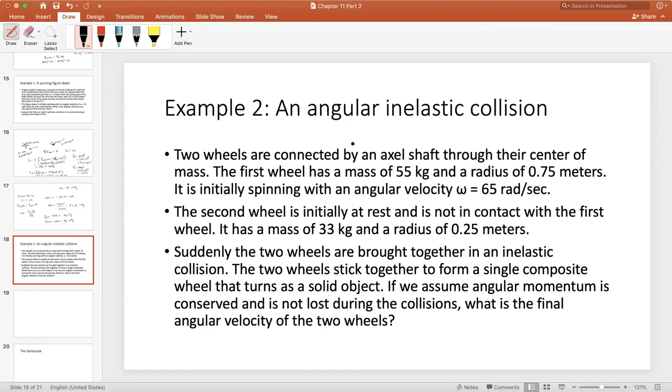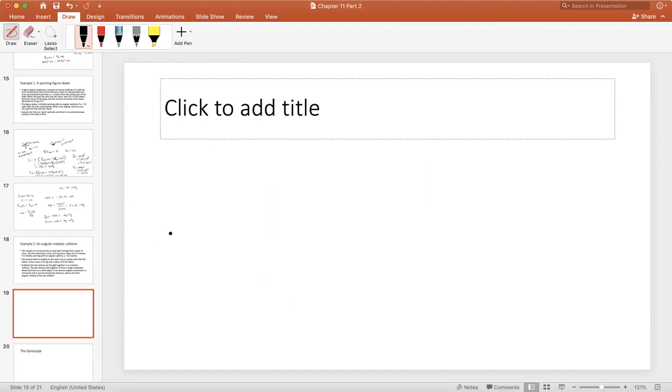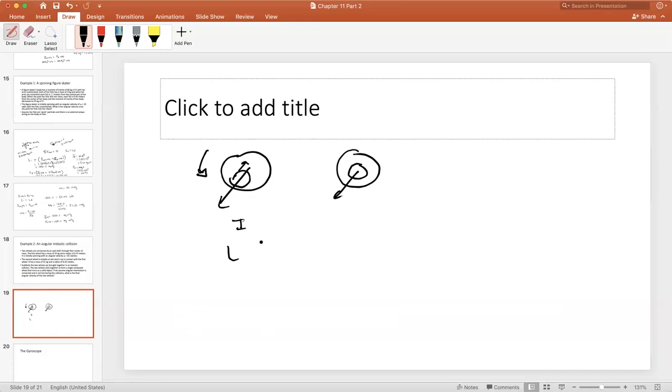So if we assume that angular momentum isn't lost during the collision, what is the final angular velocity of the two wheels? Okay, so what we're talking about here is we have a wheel that is spinning about its axis, and we have a second wheel, a smaller wheel, that's at rest, and it's shoved in so that both the wheels together are in effect welded together. So what's going to happen here is this is going to have some initial angular momentum and some initial moment of inertia, and then the final moment of inertia will be the moment of inertia of both discs, and there's going to be some final angular momentum.